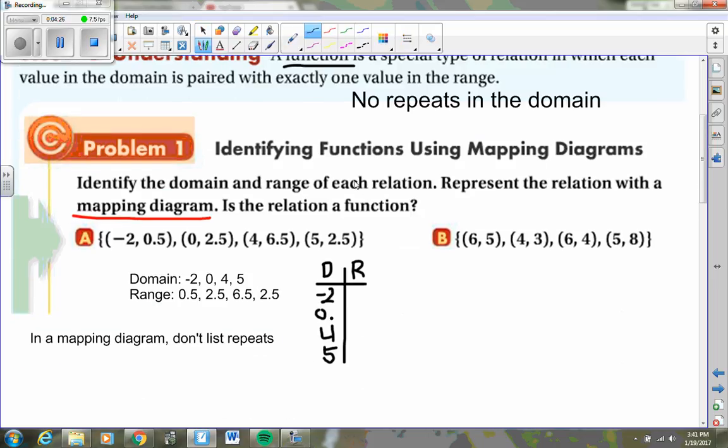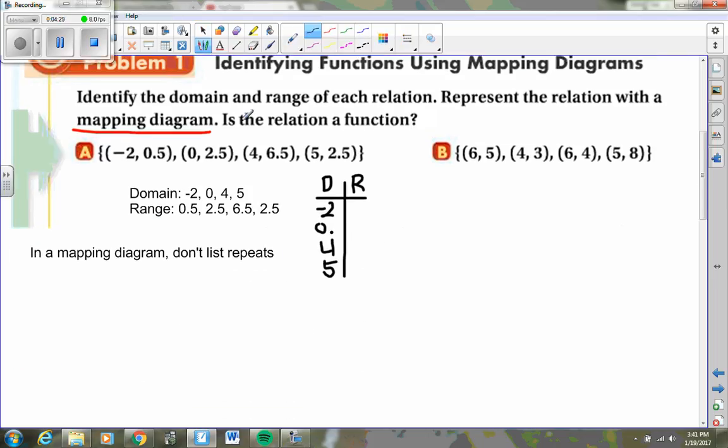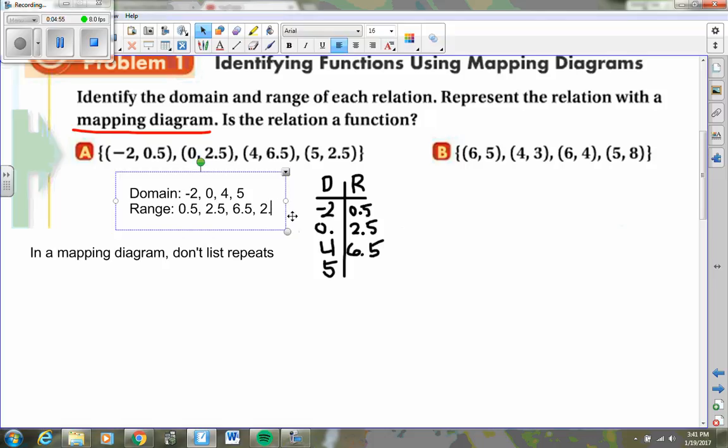Now I will do the same with my range numbers. My range numbers are 0.5, 2.5, 6.5, and a 2.5 again, but I don't have to list that because it's a repeat. So again, don't list the repeats. When we list them out, we do sometimes. And actually, I don't think we need to here either. So let's cross out that 2.5 in the range because we don't have to list repeats there either.